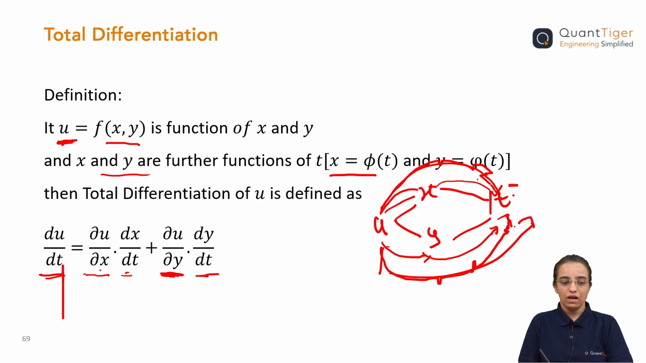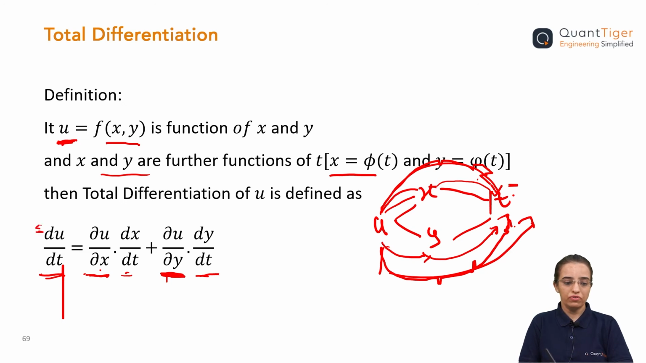Remember that when a function is of more than one variable, you will be using the del operator, like here I use del u by del x and here also del u by del y. When it's a function of one variable, like x and y are just functions of one variable which is t, that time we just use dx, regular differentiation.